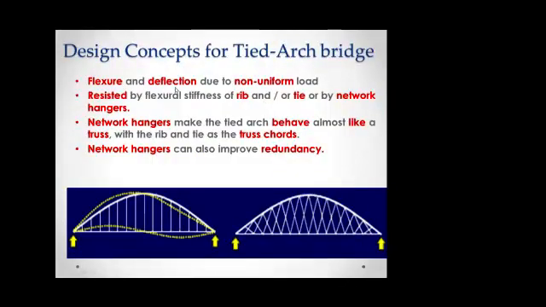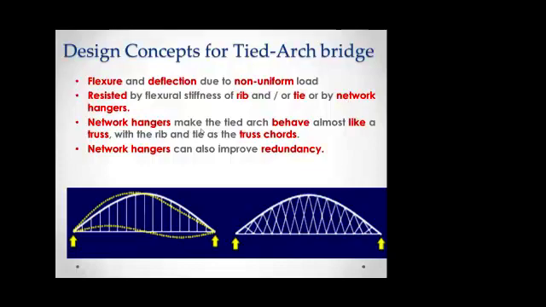How will the flexure and deflection occur in the tie arch bridge? Due to the non-uniform load, it will be resisted by the flexural resistance of the rib and tie, or by the network or hanger. So how will these deflections and flexures be resisted? By providing the flexure stiffness of the rib, or else you can have it by the anchor.